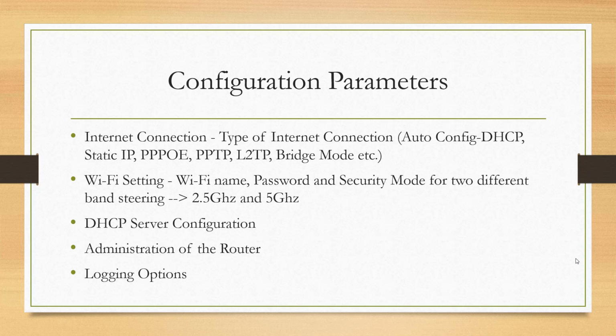Then we have configured the Wi-Fi setting, where we have defined the SSID, that is the Wi-Fi name, password, and the security mode to be WPA2 personal. We have configured the DSCP server. We will move on to the administration part.